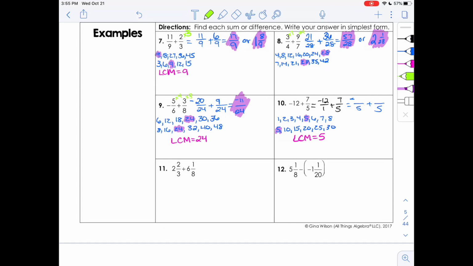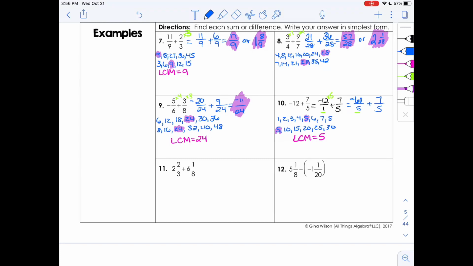Taking a look at my first fraction, my denominator of 1 goes into my other denominator of 5 times. So we're going to multiply our numerator times 5. 12 times 5 is 60. Our second fraction already has a denominator of 5, so my numerator is going to remain the same, 7.